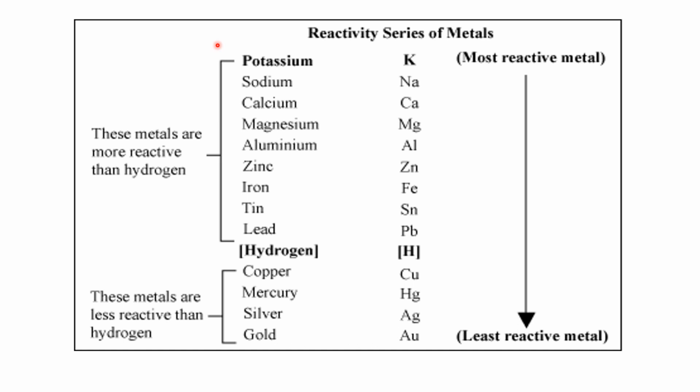This is the activity series. This is a list of metals arranged in decreasing order of their reactivity. Okay, most reactive metals are at the top, and the least reactive metals are at the bottom. For any two metals in the series, the metal placed higher in the series can displace lower metals from their salt solution.